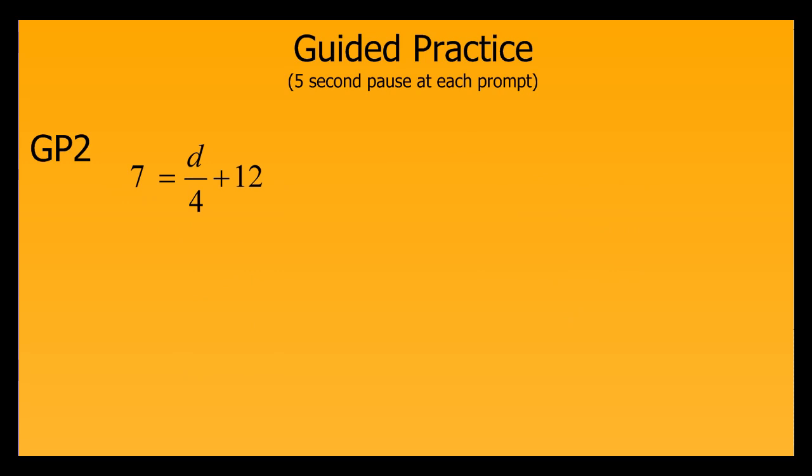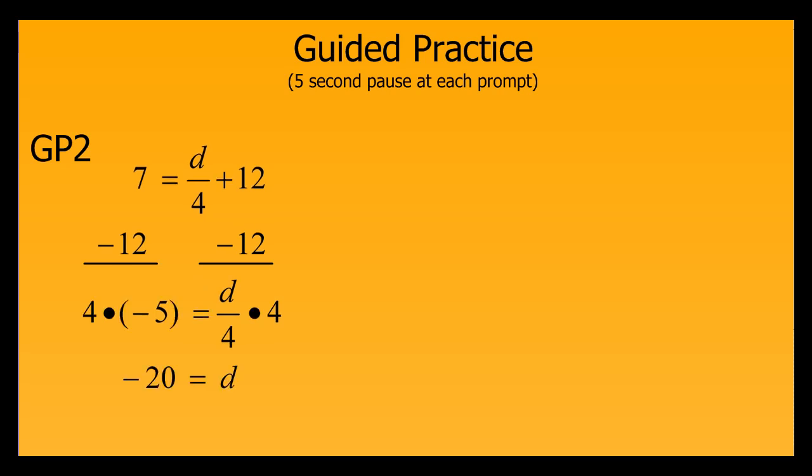Let's go through that process again with a new problem. What are we trying to do? Isolate the variable d. What operations have been performed on d? It's been divided by 4 and then had 12 added to it. So what do we do first? We subtract 12 from both sides. Now what? We're going to multiply both sides by 4.